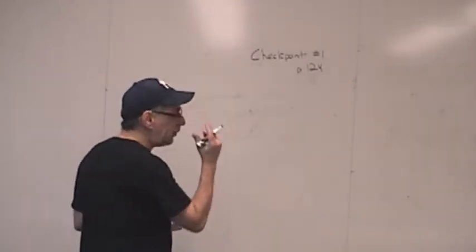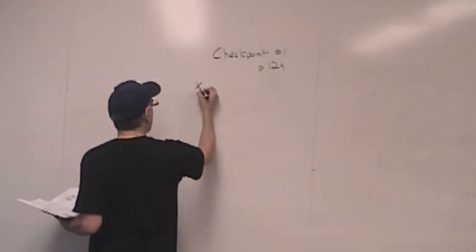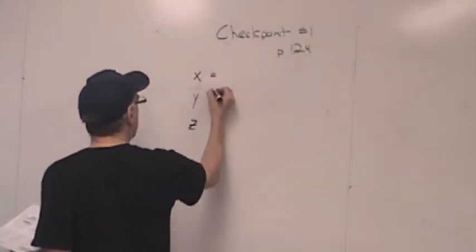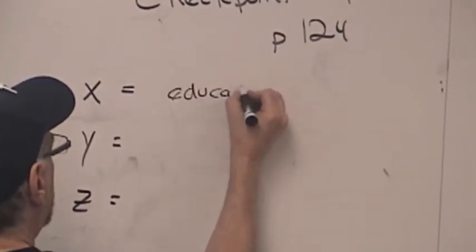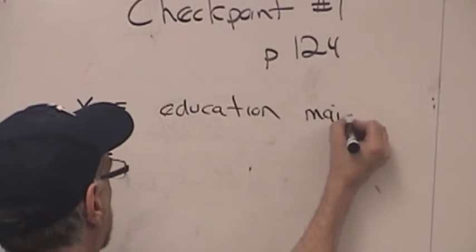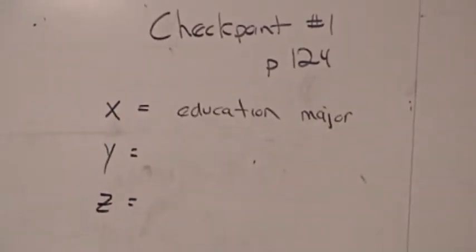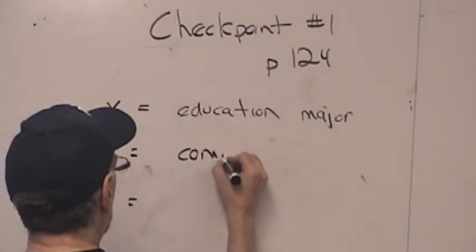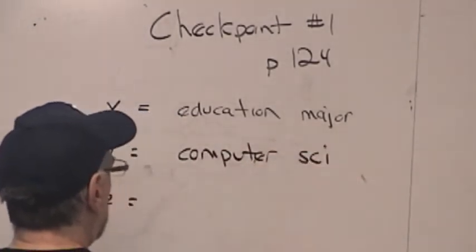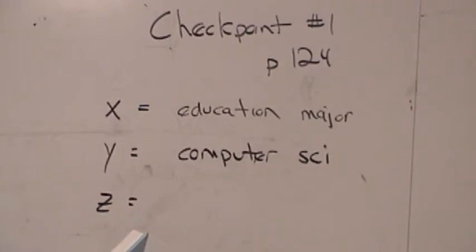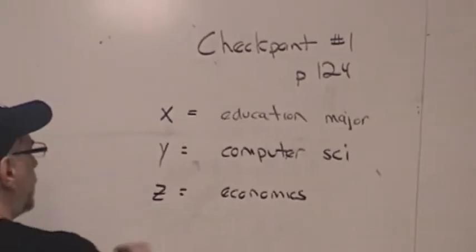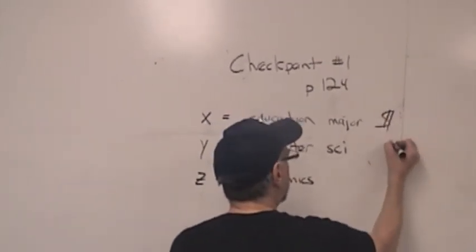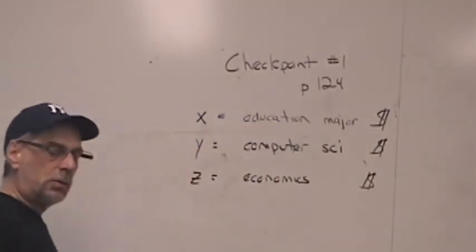So let's first list them with 3 different variables. So I'll call it x, y, and z. These are the 3 things we're looking for. It says starting salaries of an education major. So we have an education major. And we have a computer science major. And we have an economics major. All right, so these are 3 majors. We want to know what the starting salary is for these. Okay, that's what we're trying to figure out.